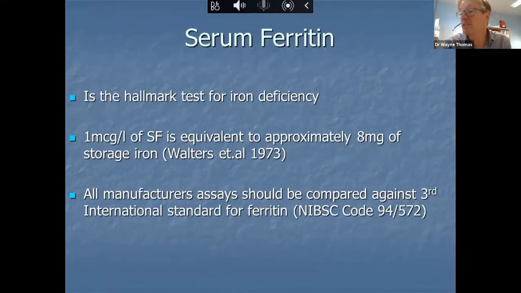We know that the serum ferritin is the hallmark for iron deficiency, and that 1 microgram per litre is equivalent to about 8 milligrams. So if you do a little bit of maths, if you know what your serum ferritin is, you could probably multiply by 8, and that will tell you how much iron roughly. If you're normal, there's no evidence of infection or inflammation. It's a very old study, but it was done on normal volunteers. And of course, my chemistry colleagues would definitely agree with me. We need to make sure that each of our ferritin assays, new ones, old ones, are related to an international standard.